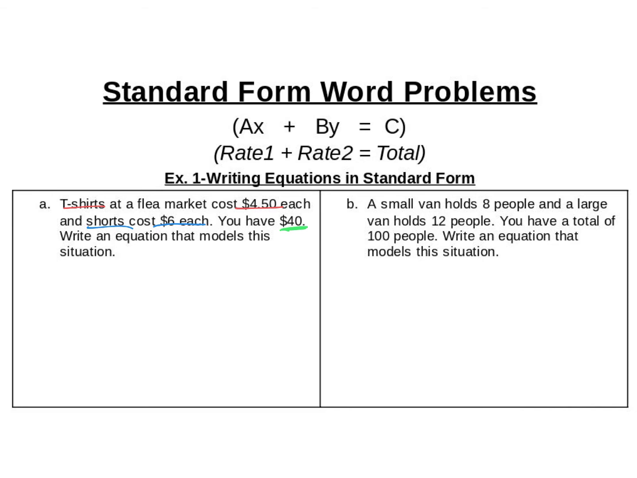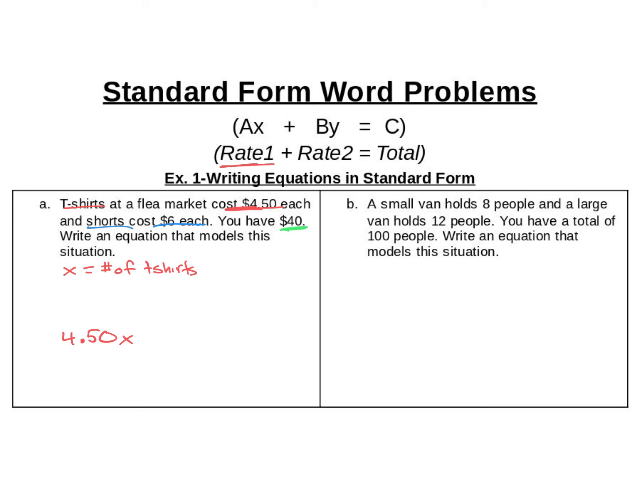So the first thing we're missing, and usually we just write it first, is we're just going to write them in X and Y's, and X is going to be the number of t-shirts. So we know what the cost is. That's $4.50. What we don't know is how many we're trying to get. So the first part of this could be 4.50x, because again, we know that X is the number of t-shirts times the cost. So that's going to basically get us our first rate.